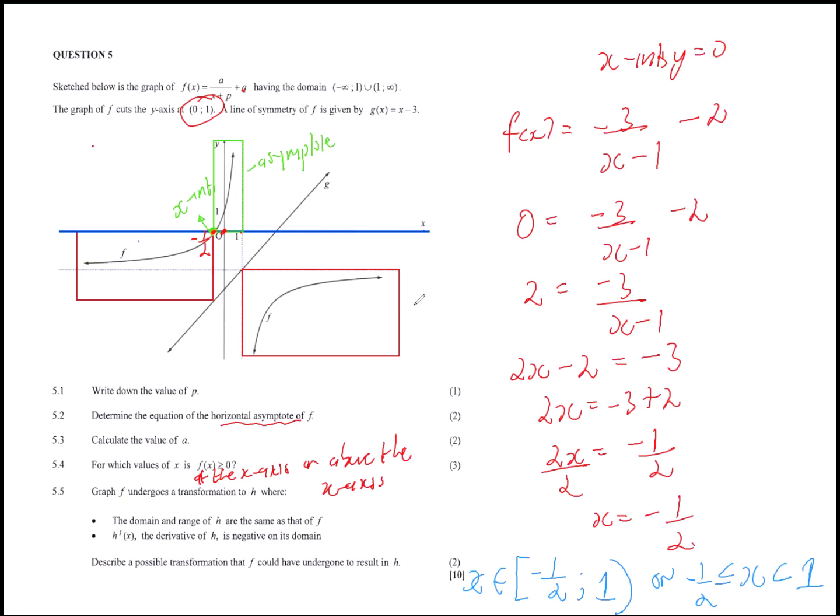There's a mark for the x-intercept. So they gave 1 mark for the x-intercept, and then they gave 2 marks for your solution here.